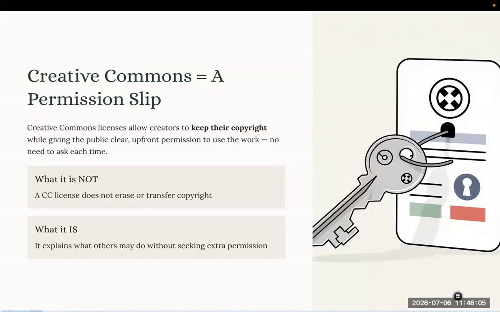It does not erase or transfer copyright. It is always your content. You created that content, you authored it, it's yours. What it does do is explain to others the specific permissions without them having to reach out to you and ask you if they can use it.